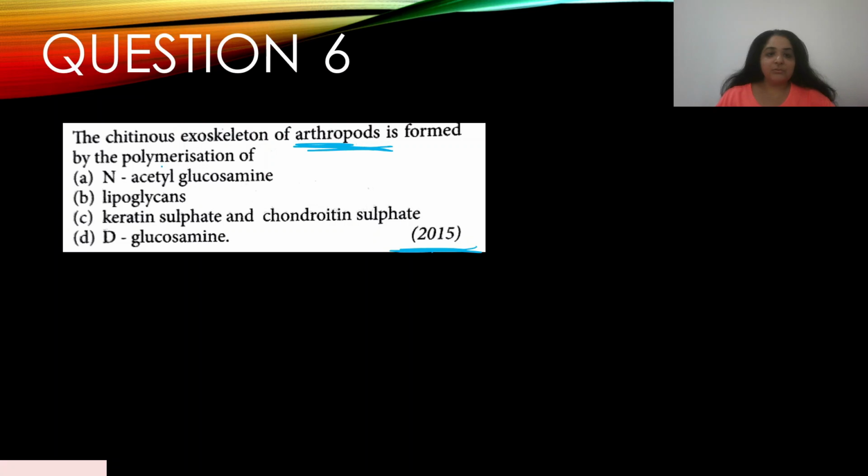And it is formed by the polymerization of A. N-acetyl glucosamine, B. lipoglycans, C. keratin sulfate and chondroitin sulfate, and D. D-glucosamine. So it's N-acetyl glucosamine. Chitin is basically polymerization of N-acetyl glucosamine.